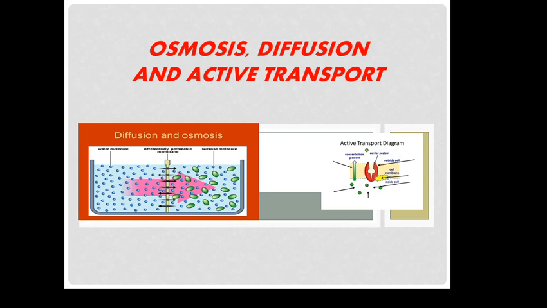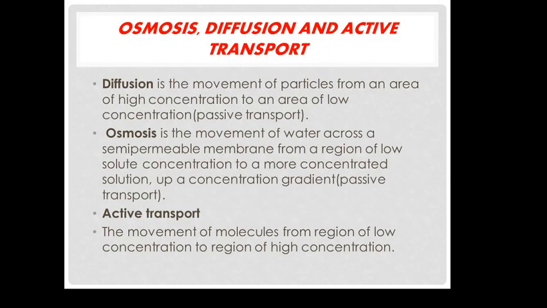Today we're going to talk about the difference between osmosis, diffusion, and active transport. Let's start off with diffusion. It is the movement of particles from an area of high concentration to an area of low concentration, and we call it passive. It's considered to be a passive transport.